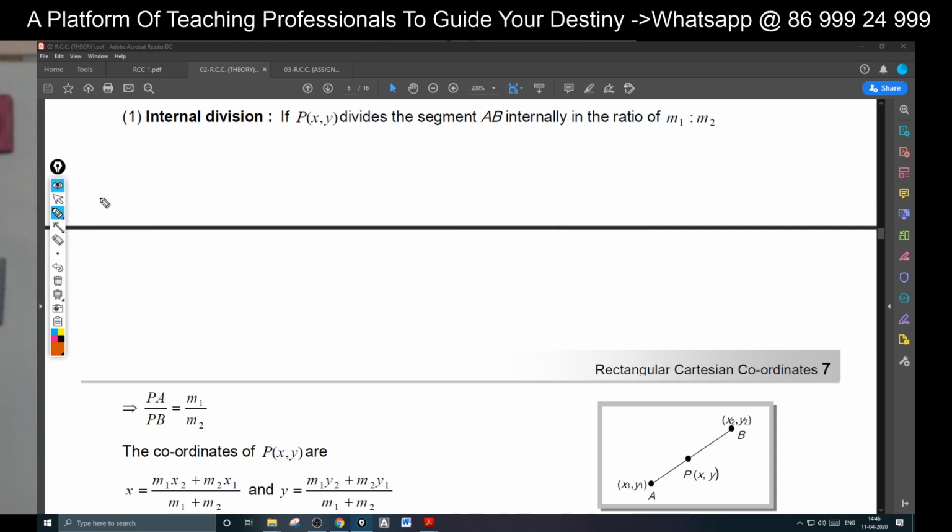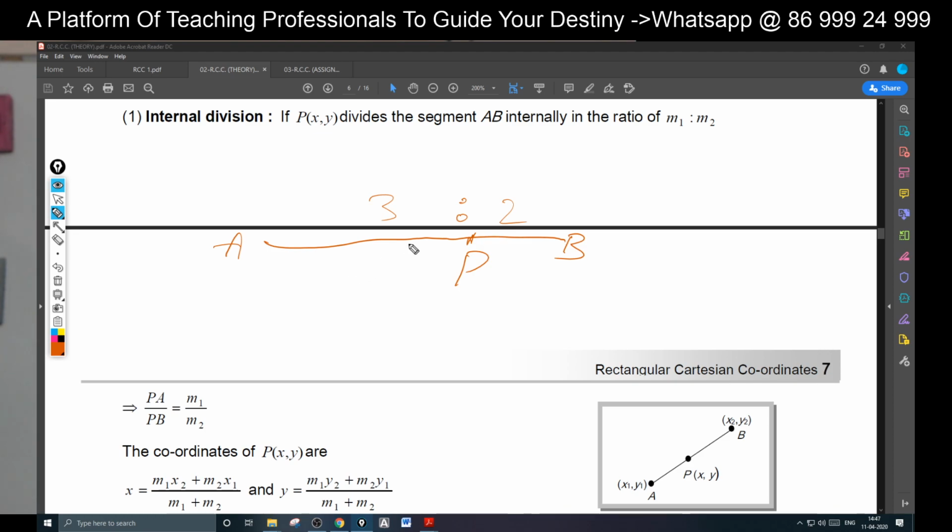So let me tell you now on which side the point lies. So let me take a line segment, similar to the previous case, AB. I have taken a line segment AB. Now I am taking a point P, which divides AB in the ratio 3:2.